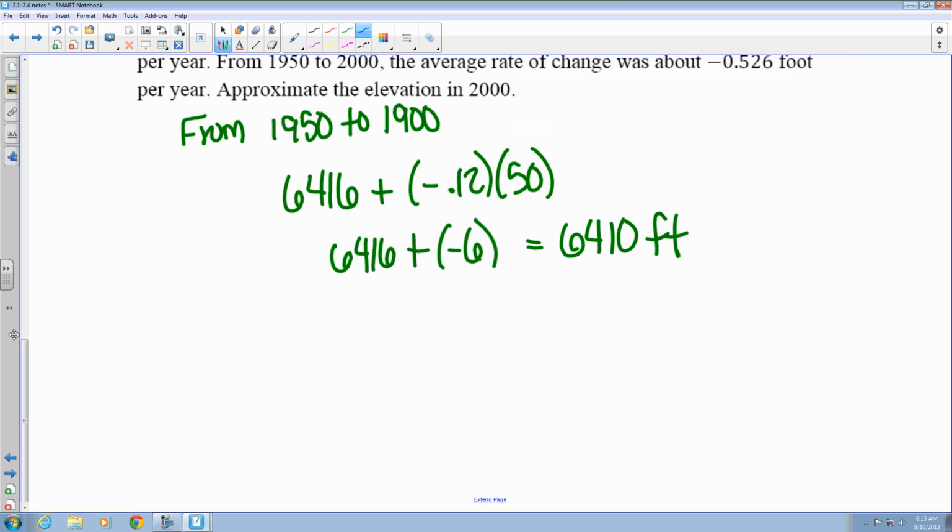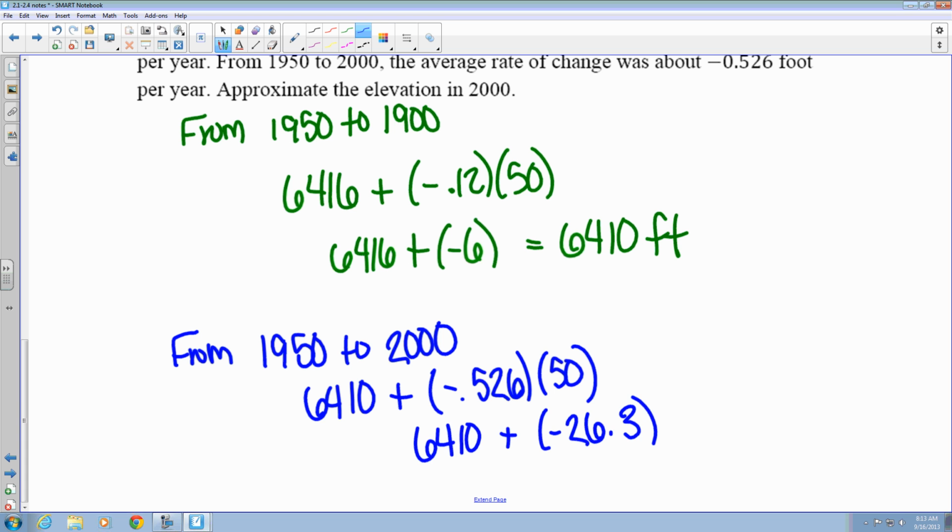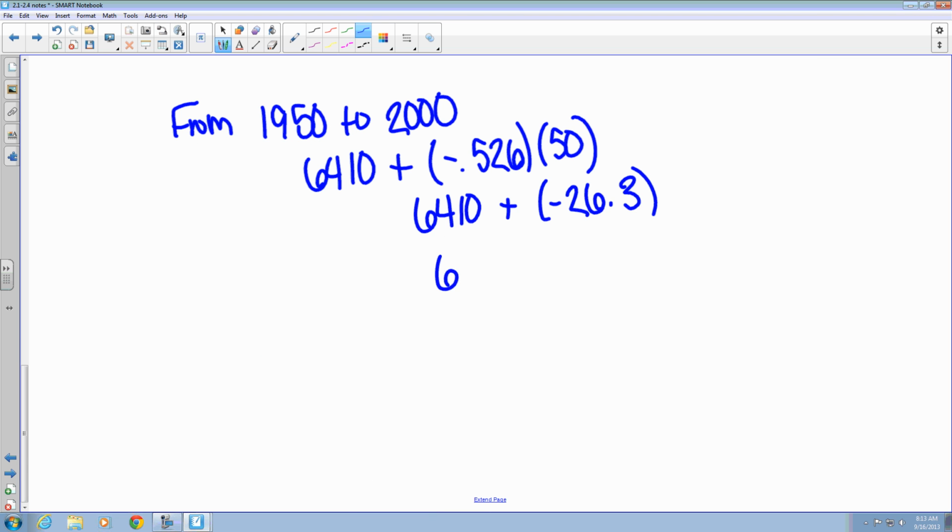And then we also need to do the elevation change, 1950 to 2000, starting at 6,410, and we're changing at a rate of 526 thousandths, and that's another 50 years. 526 thousandths times 50 is negative 26.3. Which is 6,383 and 7/10 feet in 2000.